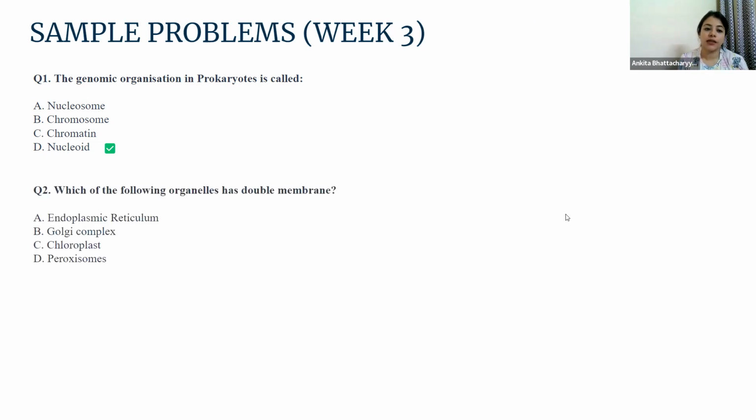The next question is about which of the following organelles has a double membrane. Here the options are endoplasmic reticulum, Golgi complex, chloroplast, and peroxisomes. If we look at all of the organelles inside a cell, we will see that in eukaryotes most of them are membrane bound organelles. But the question is asking about organelles that have a double membrane. That is unique to only a very few organelles within the cell, majorly the chloroplast and the mitochondria, right?